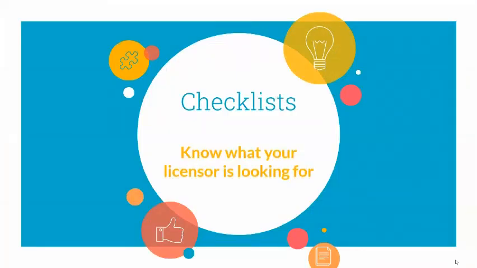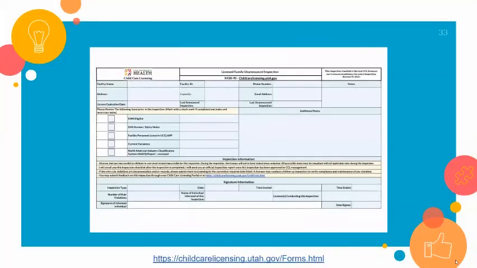Checklist. Know what your licensor is looking for. This is what the licensed family unannounced inspection checklist looks like. Again, it's available on our website, childcarelicensing.utah.gov, under Forms and Documents in the far right column.